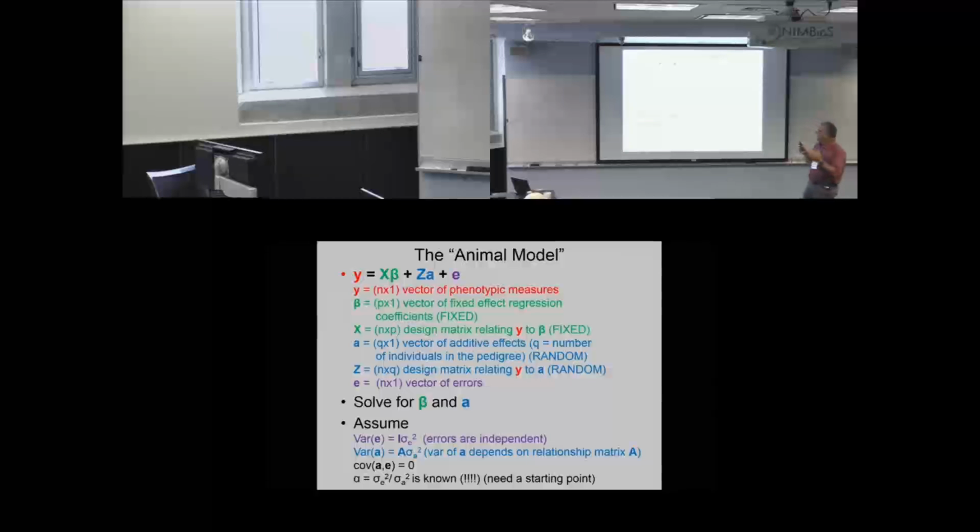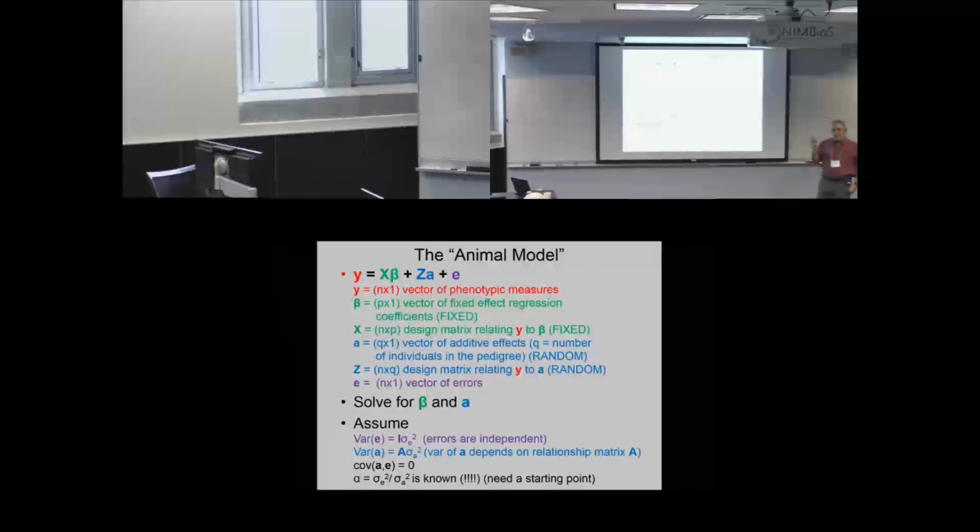So for example, if your fixed effect is location and you have two locations, then your vector is going to have two elements to it, a beta 1 and a beta 2, one for location 1 and one for location 2. Okay, so these are regression coefficients. So this is your primary fixed effect.